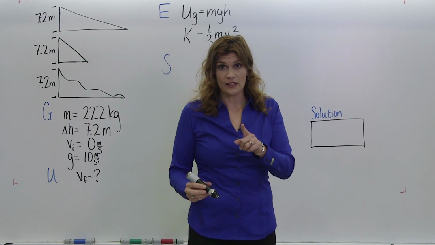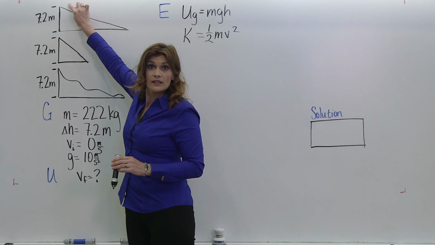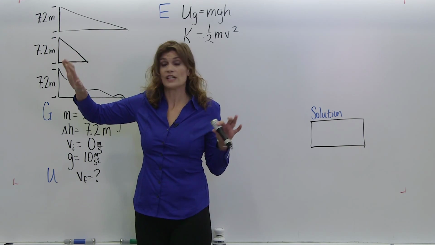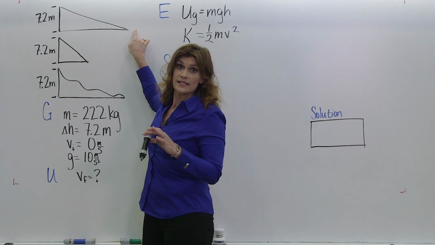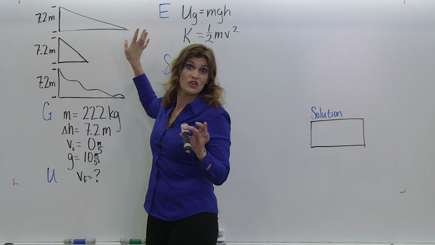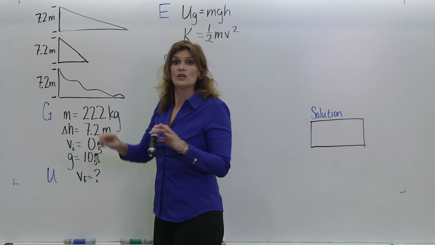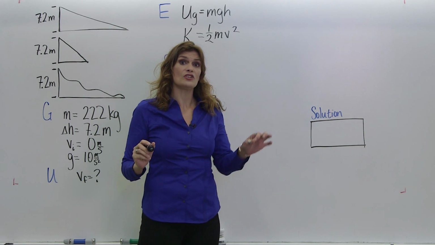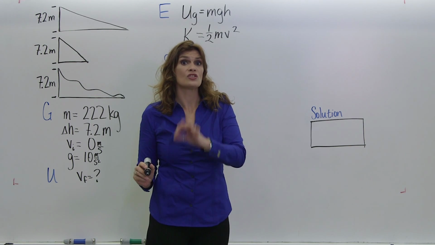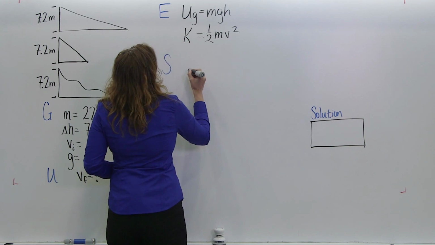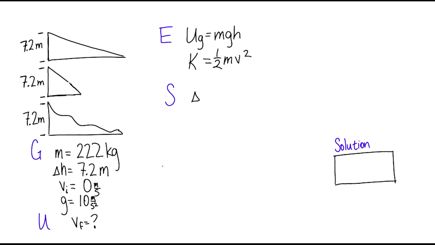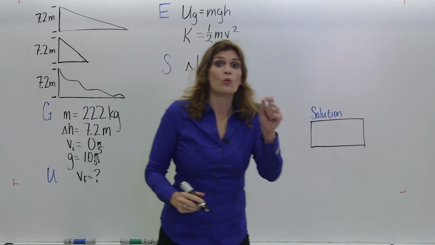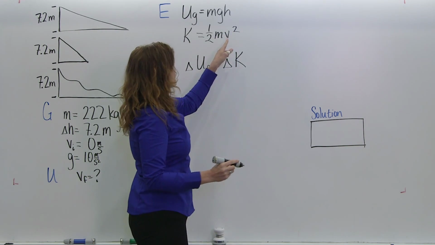We know that you're conserving energy. We know that at this point it's at rest, so it's all potential energy. And at this point, we're going to call this 0, so it has no potential energy. It's all kinetic energy. So we're going to say that the change in gravitational potential energy is going to equal the change in kinetic energy. Okay? And we're looking for what is the velocity. So we're going to solve for this v right here.